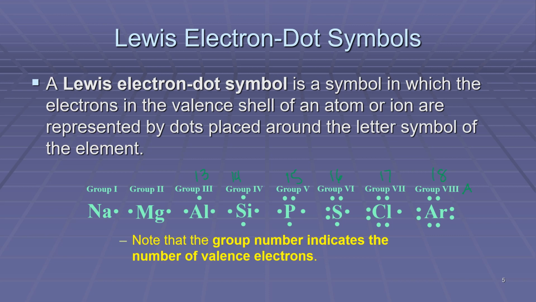But we have the same number. If you look at the A group numbers, the number of valence electrons is the same as the group number. So group 8A, 7A, 6A, 5A, 4A, 3A, 2A. All right, so 1 up till 8 valence electrons.